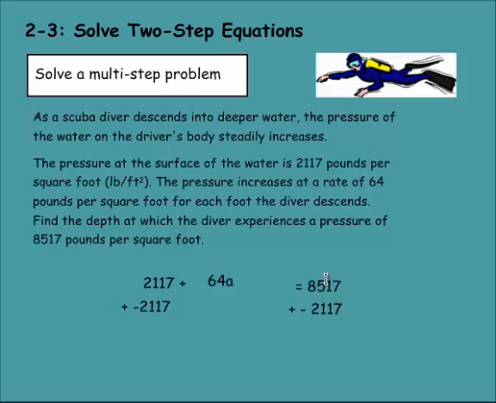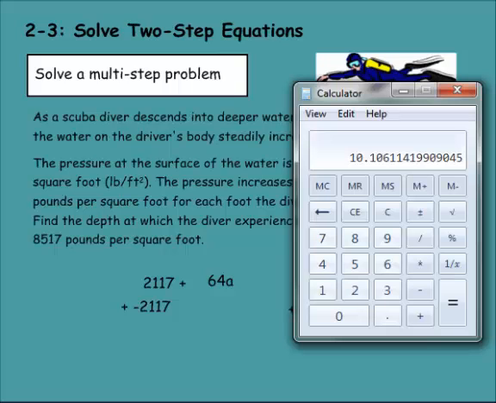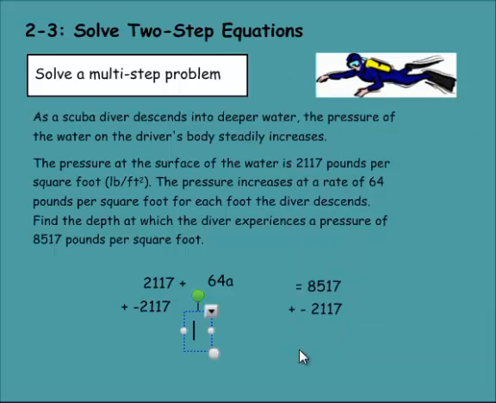So if we're going to solve that one, we have positive 8,517. Then pretty much treat this like a minus 2,117. So 8,517 minus 2,117. That's 6,400 pounds. So we have 64A equals 6,400. Divide both sides by 64. And then you'd be left with A equals 6,400 divided by 64 equals 100.